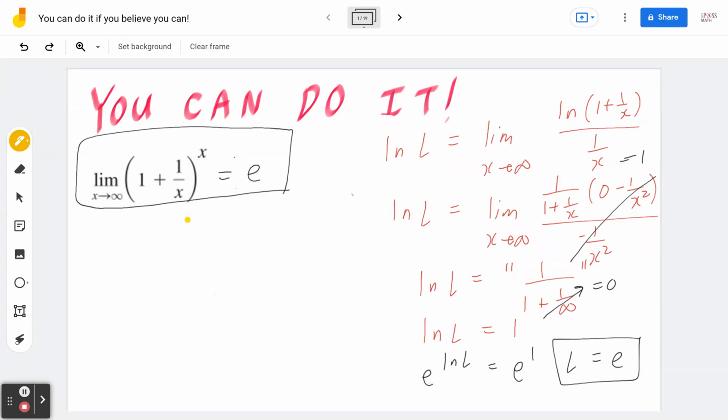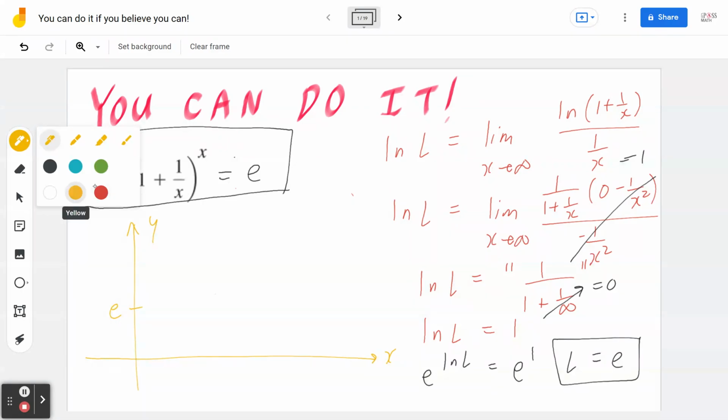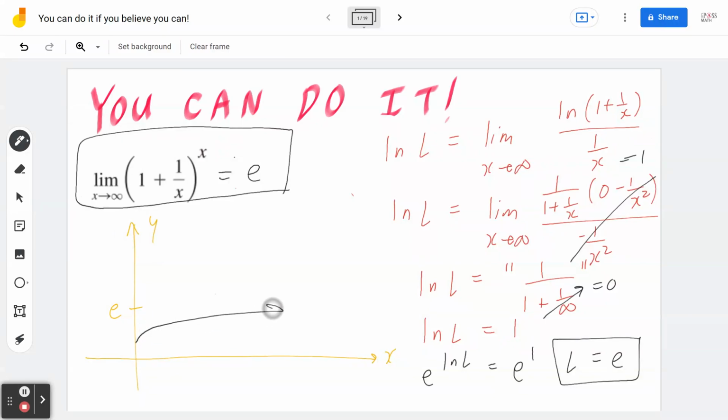So what I would say is start with the graph f of x, which equals 1 plus 1 divided by x in brackets to the power of x. And it's going to look, roughly speaking, something like this. So let me change the color for your reference. The graph is going to look something like this. Again, it's a sketch. It's not a perfect graph, but it's good enough to show you what we're trying to do here.